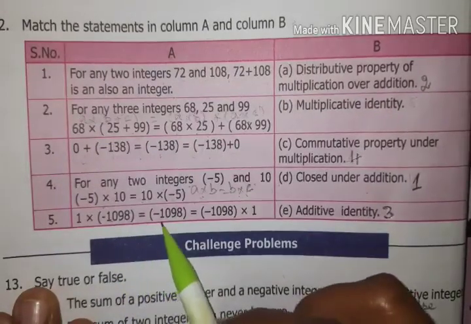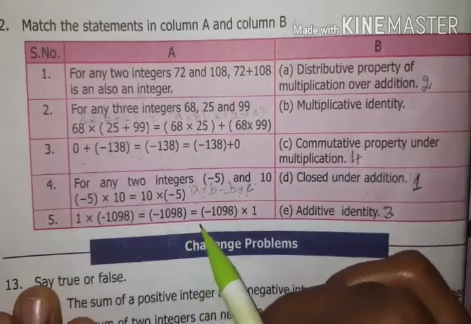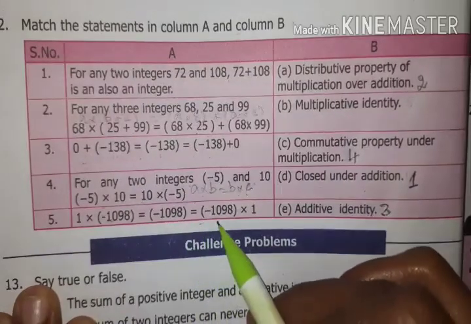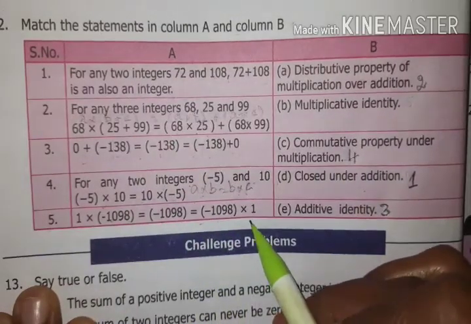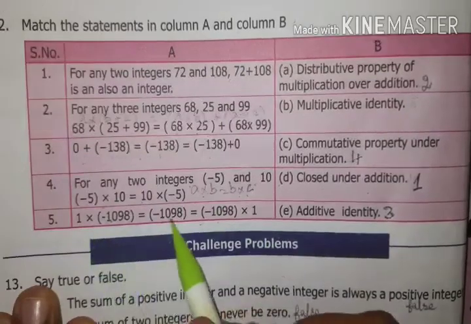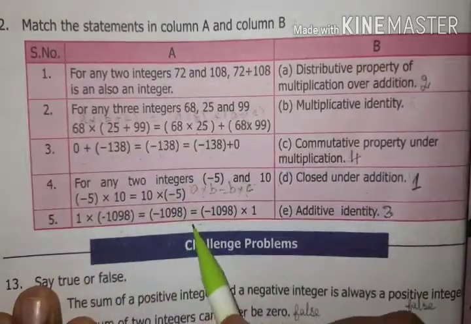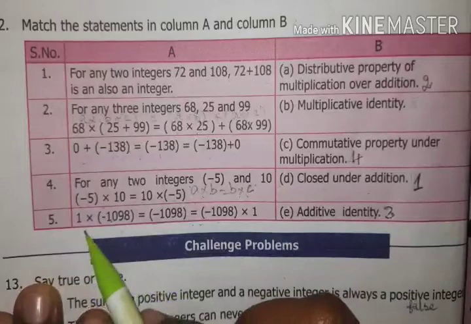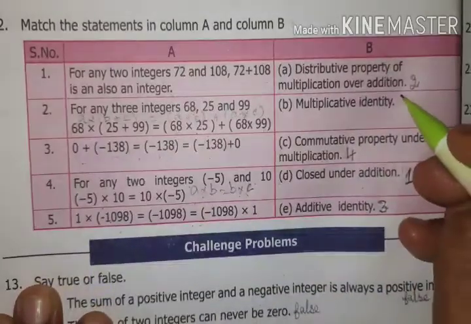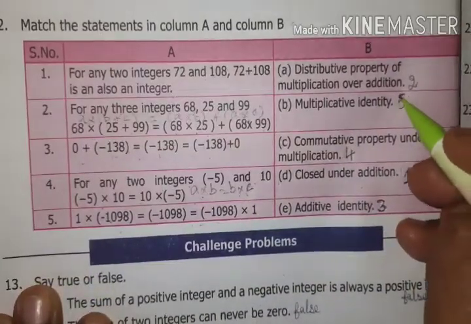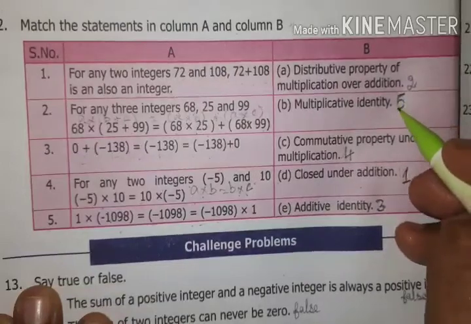Next, 1 into minus 1098 equal to minus 1098 equal to minus 1098 into 1. 1 multiply by any number, we get the same number. So 1 is the multiplicative identity. So this one answer is 5. Fifth answer.